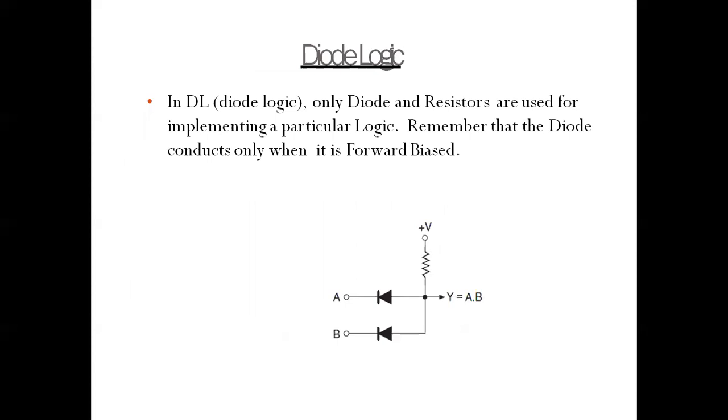What is diode logic? Here you see A and B, which are considered the inputs, and Y is going to generate the output, and plus is the plus 5 volt supply. In diode logic, only diodes and resistors are used for implementing a particular logic. Here we are going to implement A dot B, that is output Y equals A dot B. Remember that the diode conducts only when it is forward biased. It is not going to work while it is in reverse bias. This is a simple diagram of A dot B. Here we have A input and B input, and the output will be Y.